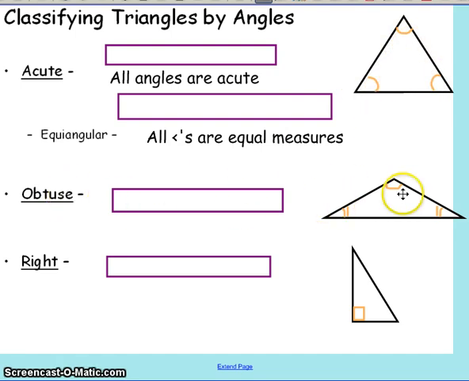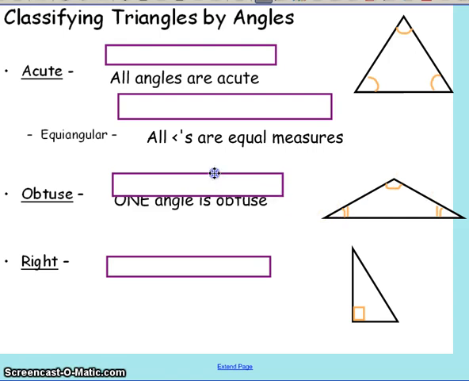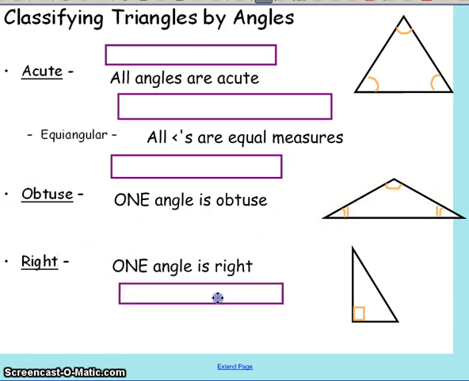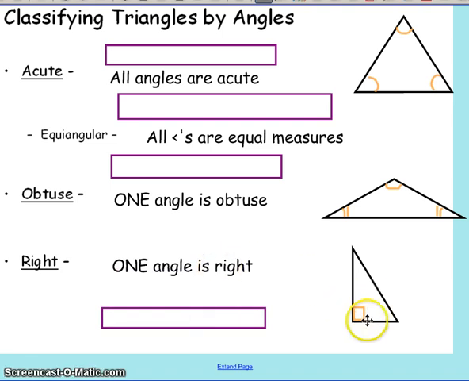Well, obtuse, you only have to have one obtuse angle to be an obtuse triangle. So if you have one obtuse angle, it's going to be an obtuse triangle. The other 2 angles obviously would be acute. In a right triangle, you're only going to have one right angle. So these are the ways that we can classify a triangle by angles. That's kind of key because just after this we're going to be looking at classifying it by the number of sides.